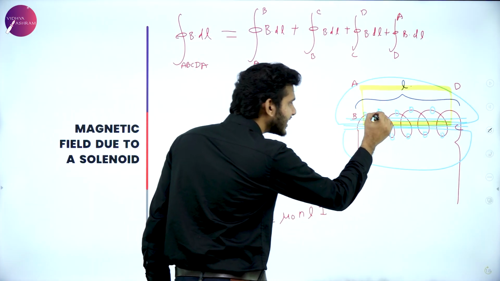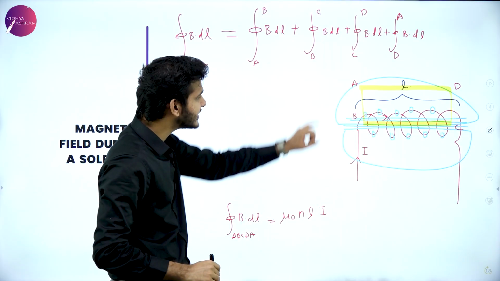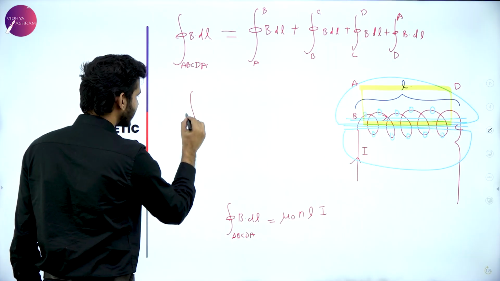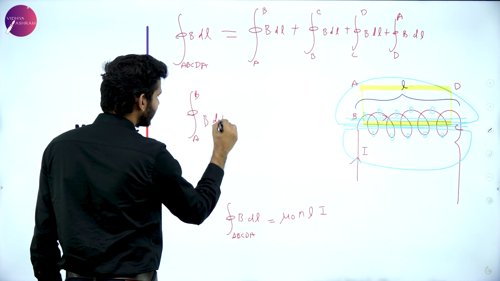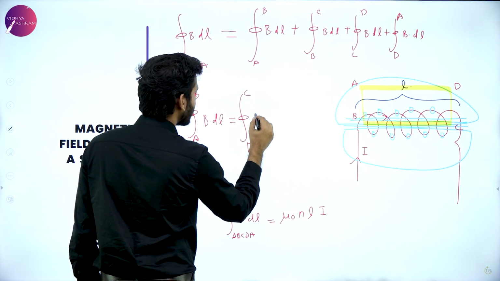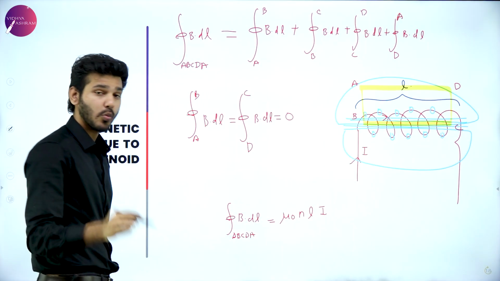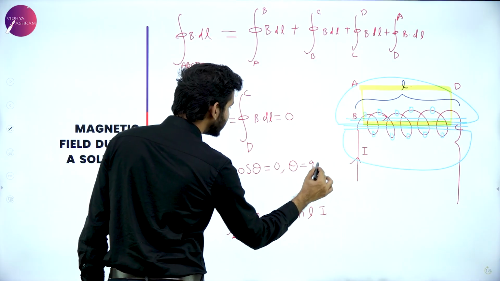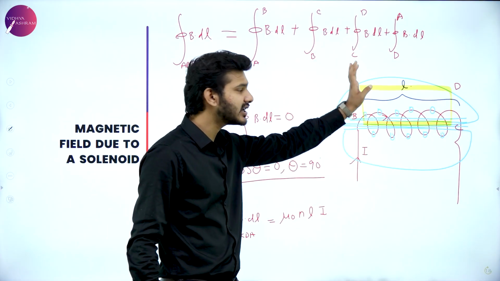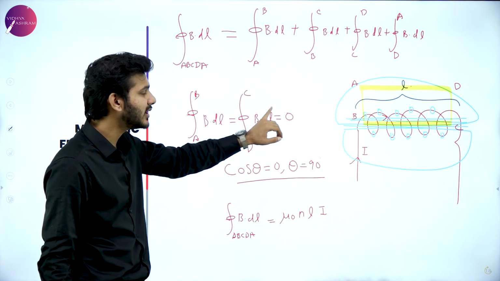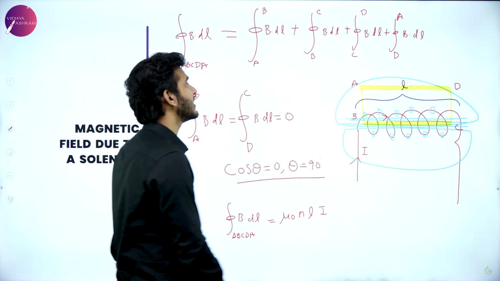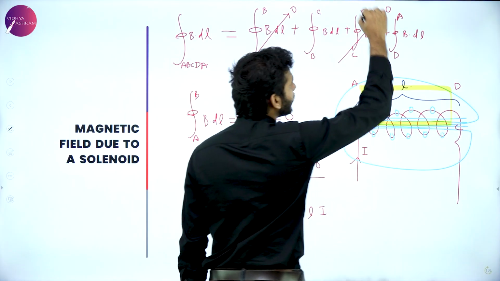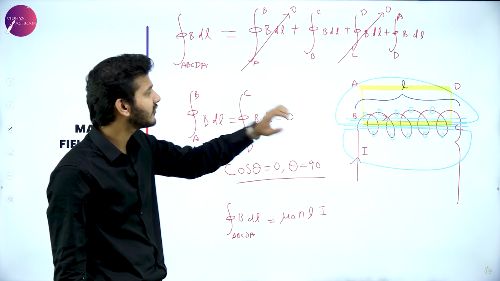Why? Because if this is the direction of the magnetic field, this particular AB is perpendicular to the magnetic field, which means that the integral from A to B of B dot dl is equal to the integral from D to C of B dot dl, which is equal to 0. Why? Because cos theta is equal to 0, as theta is 90 degrees. The angle between the magnetic field and this dl element is 90 degrees, so B dl cos theta is 0, which means the A to B term is 0 and the C to D term is also 0.